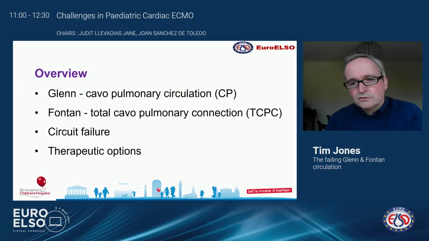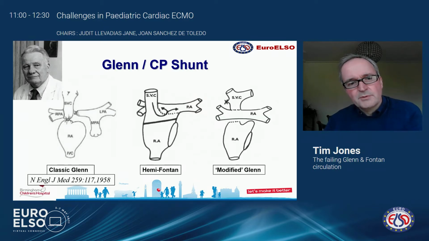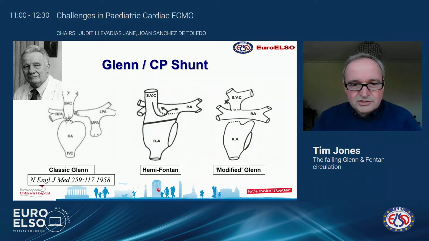What we're going to do is talk a little bit about the Glenn, or cavopulmonary circulation, and the Fontan, or the TCPC. We'll talk about circulatory failure, reasons why and how to recognize it, and then what our therapeutic options are. And we're going to be drawing in a little bit of ECMO on that. So let's first of all talk about the Glenn circulation.